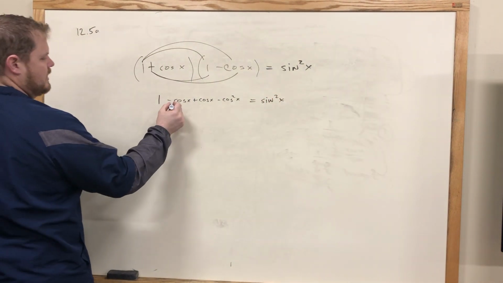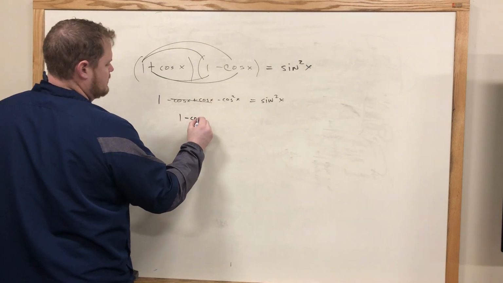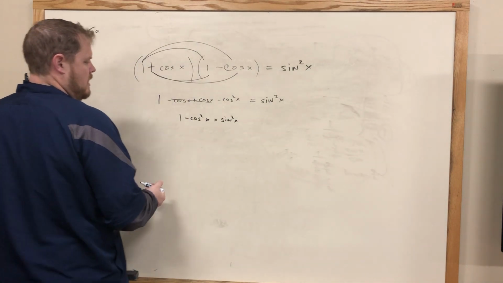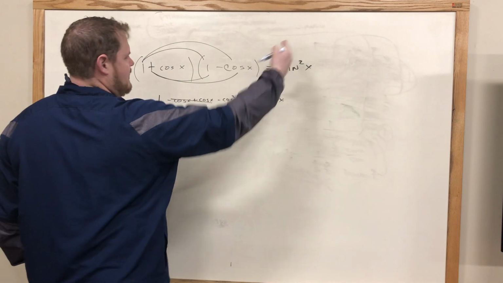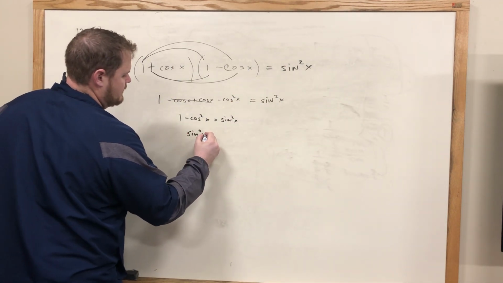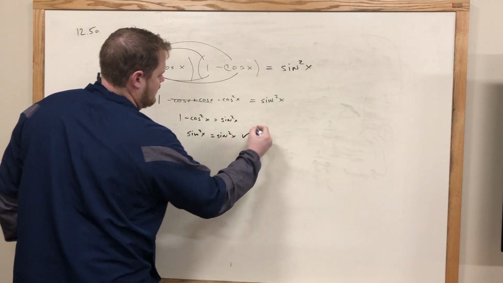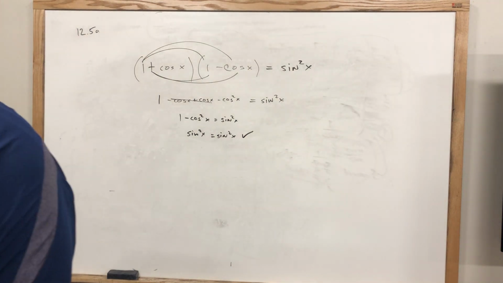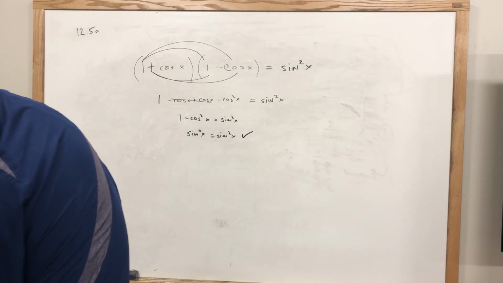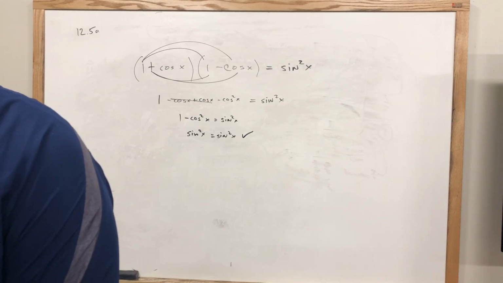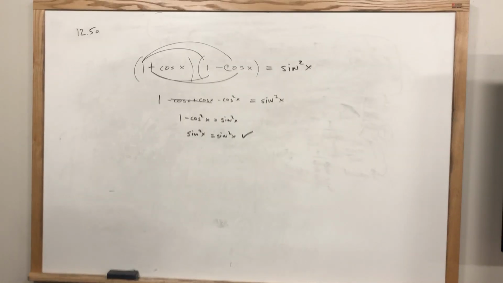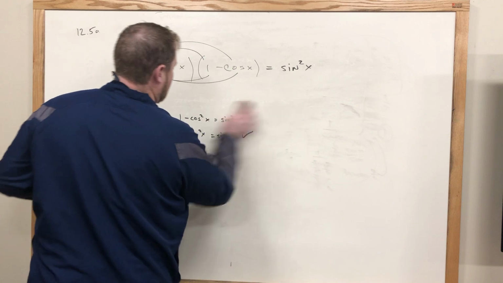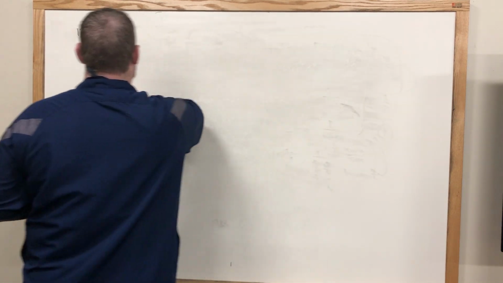Now, what happens here? These subtract. 1 minus cosine squared x equals sine squared x. Remember our identity we had on the board? This becomes sine squared x equals sine squared x, and we have arrived at our destination. That's the kind of example we're doing, and that's the goal behind these trig identities. I'm going to do one more example, and then I will do a couple of 12.5 homework problems to help you.